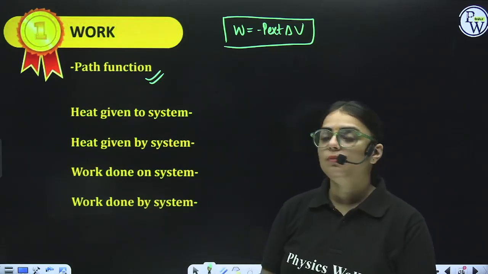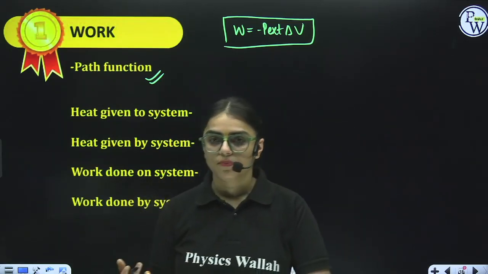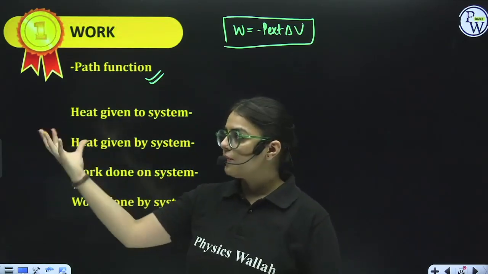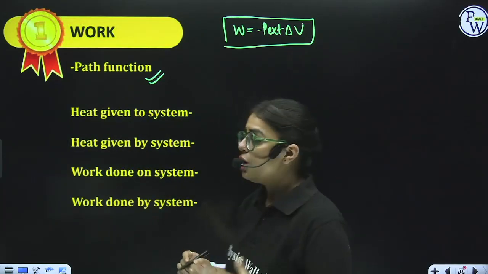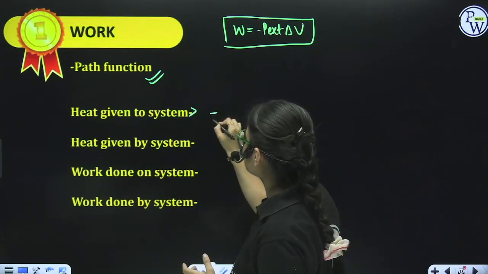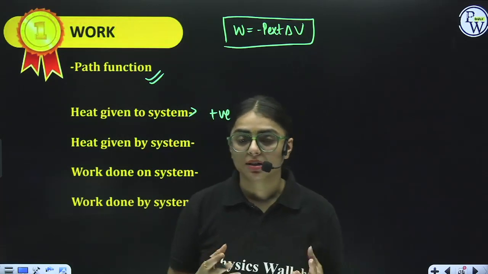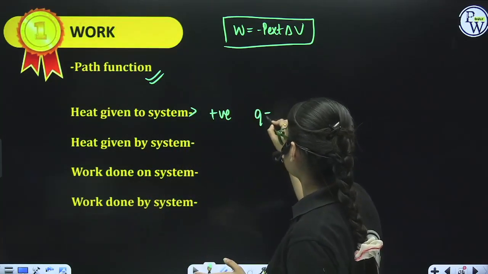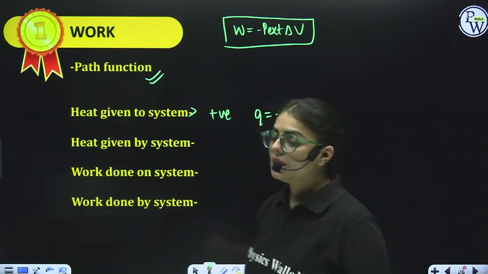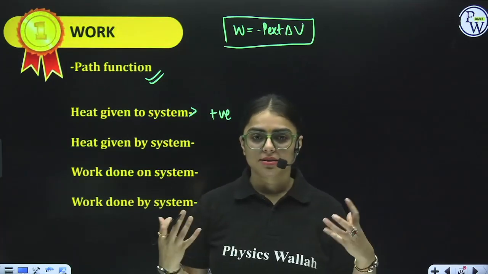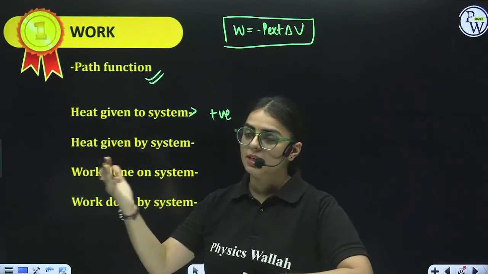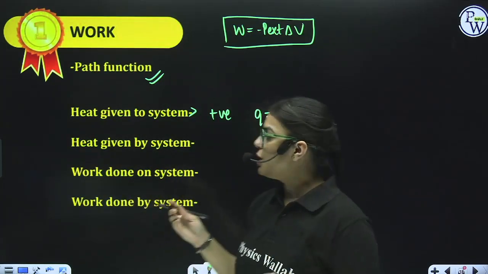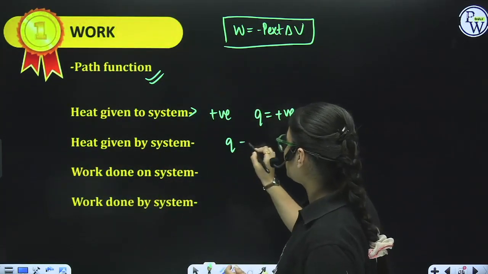Whenever I say heat given to a system, for example, I am the system and someone is giving me heat. So I'm gaining something, no? Always remember, heat given to a system is always positive. That means Q will be positive. Next part, heat given by a system. Let us say I am a system and I'm giving some heat. That means I'm losing something. So you can learn it in that way. Q is going to be negative, right?